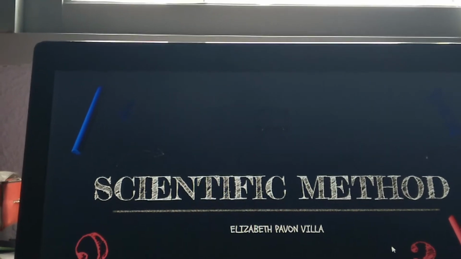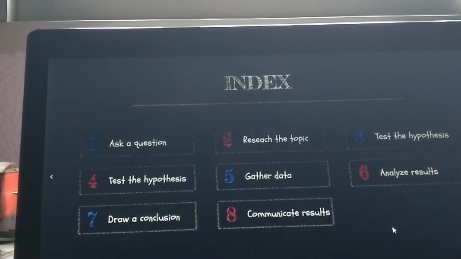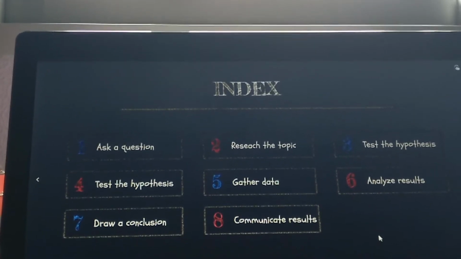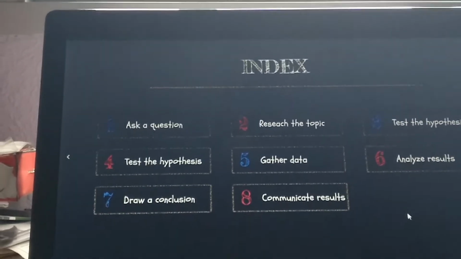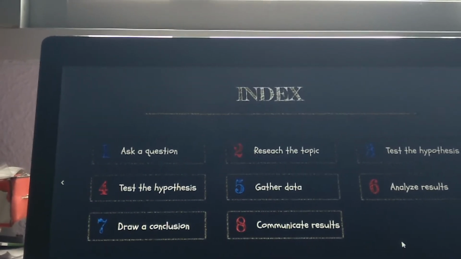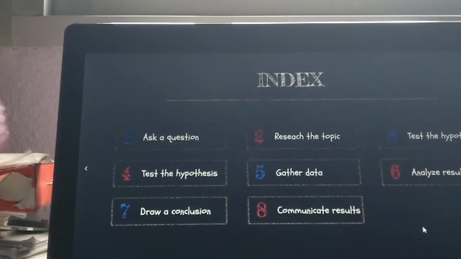I'm going to talk about the scientific method. First, you have to ask a question. Second, you have to receive the topic. Third, you have to form a hypothesis. Fourth, you have to test the hypothesis. Fifth, you have to gather data. Sixth, analyze results. Seventh, draw a conclusion. And eighth, and finally, communicate results.